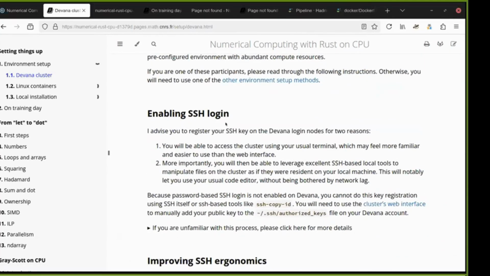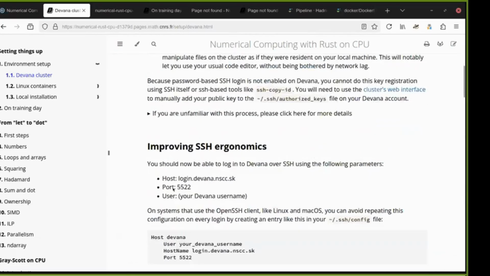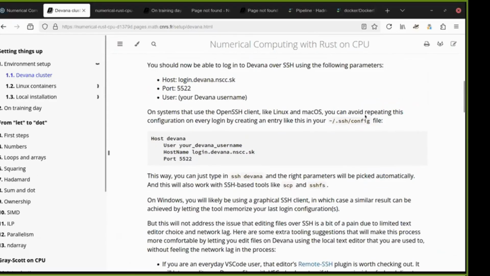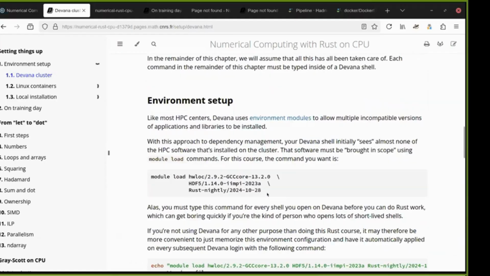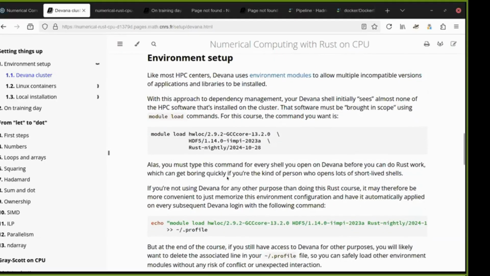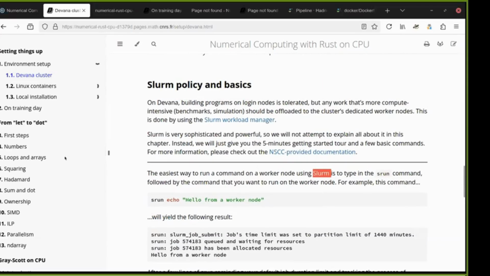So again, for DAY1, make sure you can connect to the web interface. Use it to register your SSH key. Here are a couple of tricks that you can do to make future SSH login easier and also to edit files more easily. And then you use this to set up the right software environment. And normally after that, every command should work. And just be careful of using Slurm when you need to.